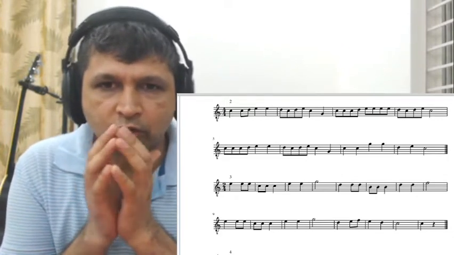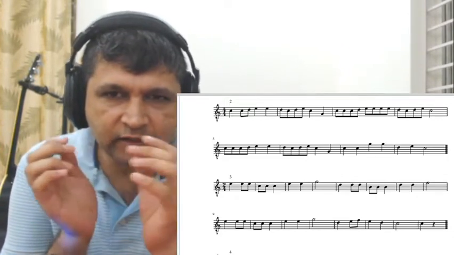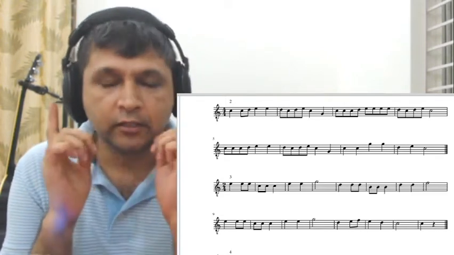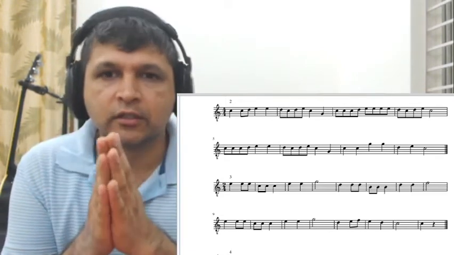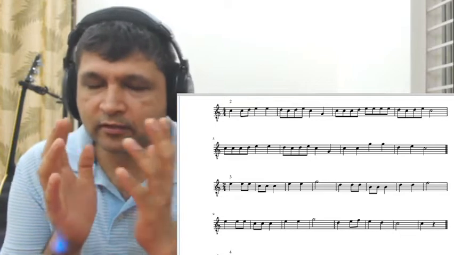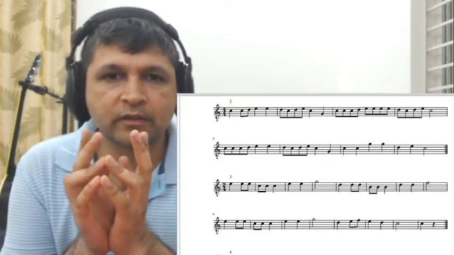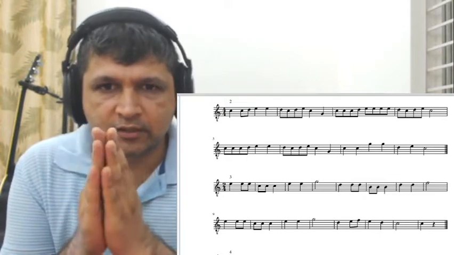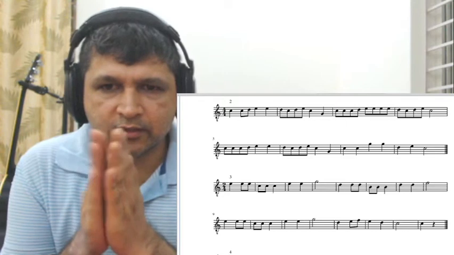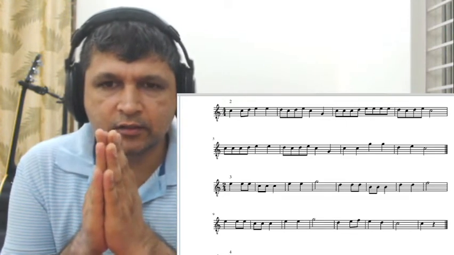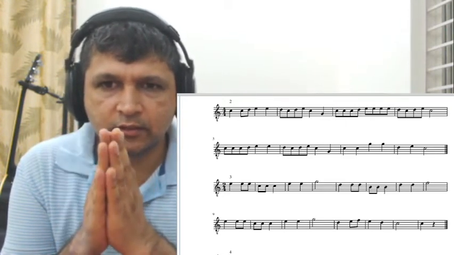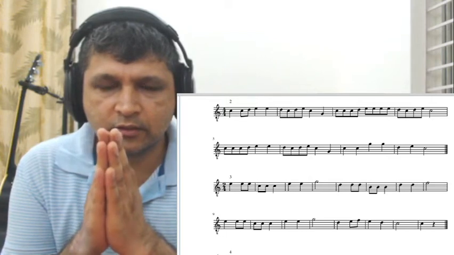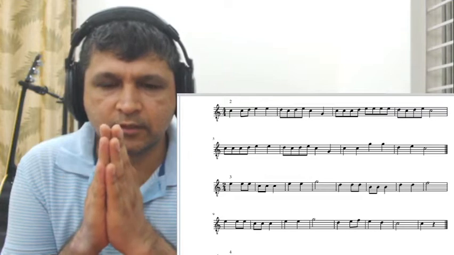Let's see. The notes are going to be C, C, C, D, E, E, and so on. We want to count them with the count like this. Let's have a pre-count first. Ready, steady, keep the count, start. C, C, C, D, E, E, D, C, D, E, C, G, C, C, G, G, D, E, C.